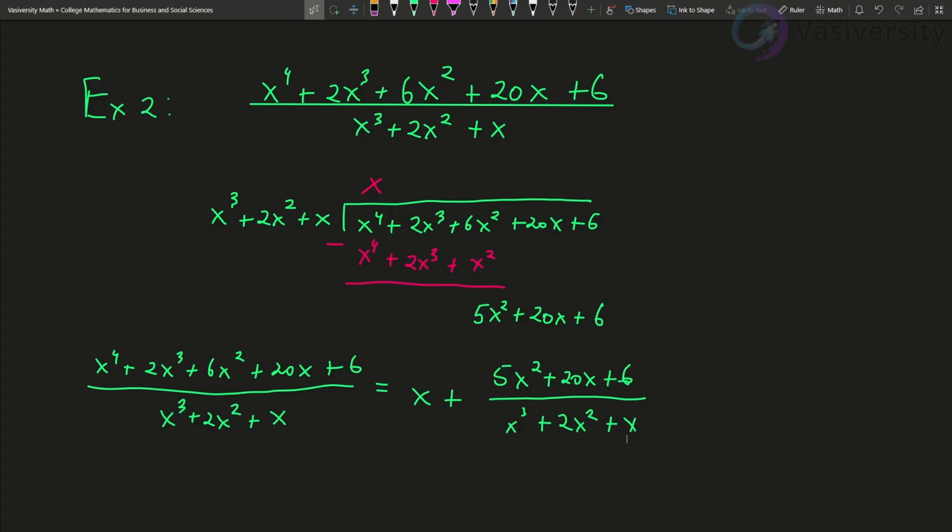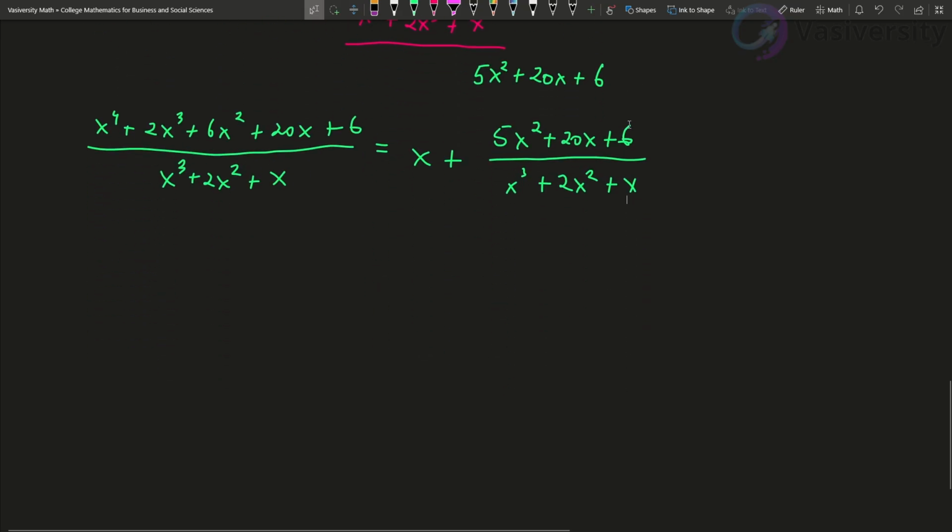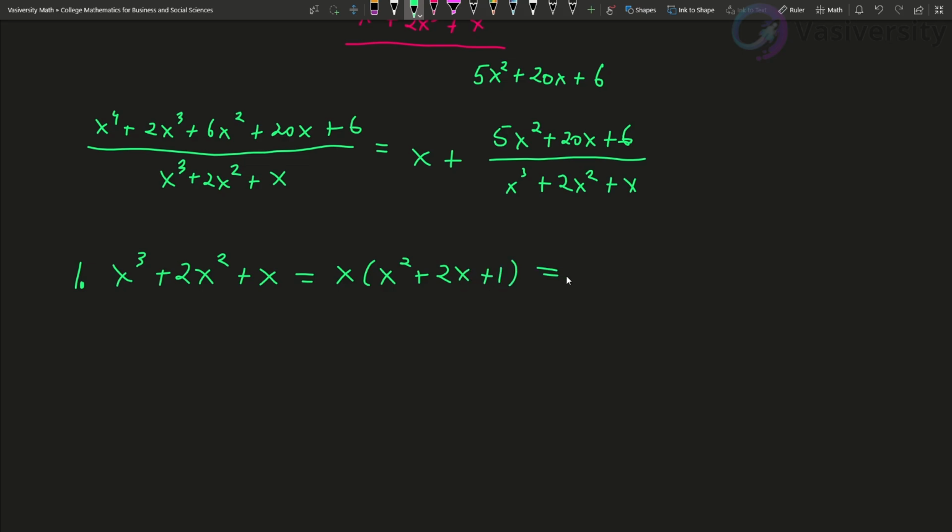So we can actually use partial fraction decomposition. But okay, our first step is to try to factor out. So x cubed plus 2x squared plus x is equal to, we can factor out x. We're going to have x squared plus 2x plus 1. Well, perfect. So we have a perfect square here. So we're going to have x plus 1 squared.